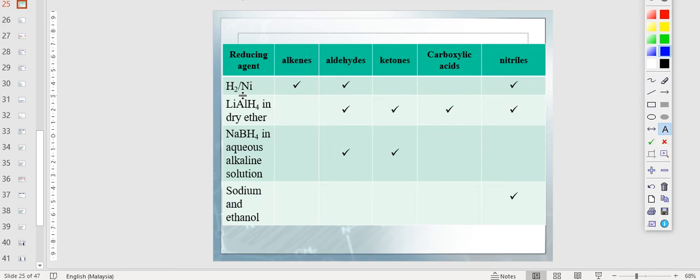Now let's look at the summary table that I've made. Hydrogen and nickel catalyst can reduce both the alkene and the aldehyde in hep 4-enol. But NaBH4, sodium borohydride, can only reduce the aldehyde but not the alkene. Now knowing which functional groups these two reducing agents can reduce, let's go back to the question again.